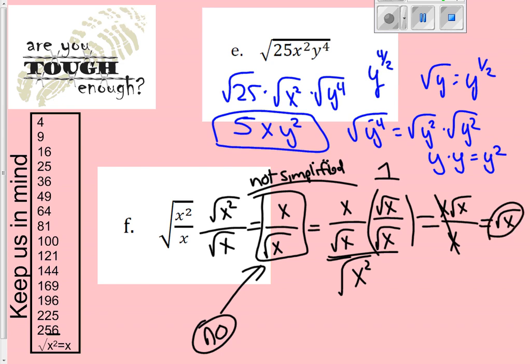Now, if you were clever, you could have recognized back in here that x squared over x can cancel out, and I would have just been left with x square root of x. So I wanted to show you mathematically what to do for when you have to simplify it.